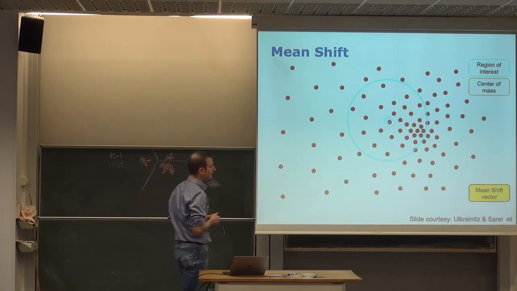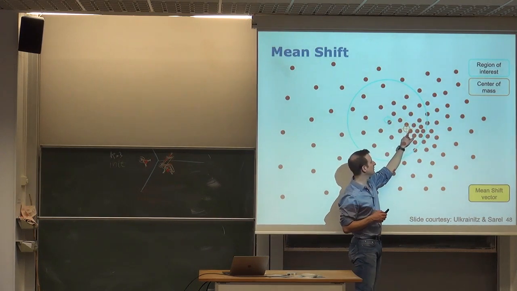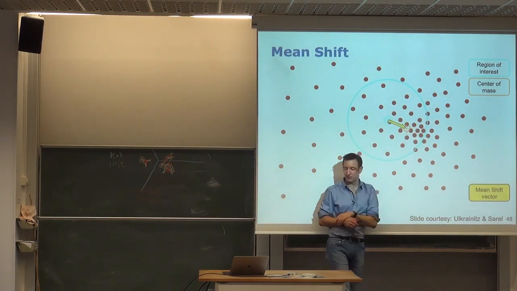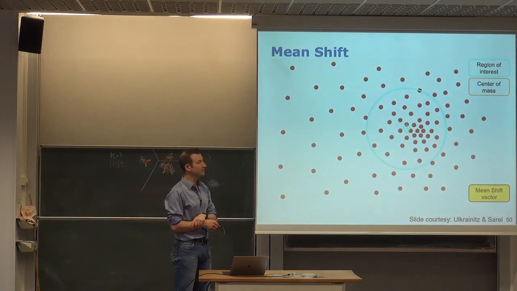And then I basically repeat this process. I say, okay, compute the new mean from the data points in my region of interest. And then, again, compute my mean shift vector and move the mean in this direction.